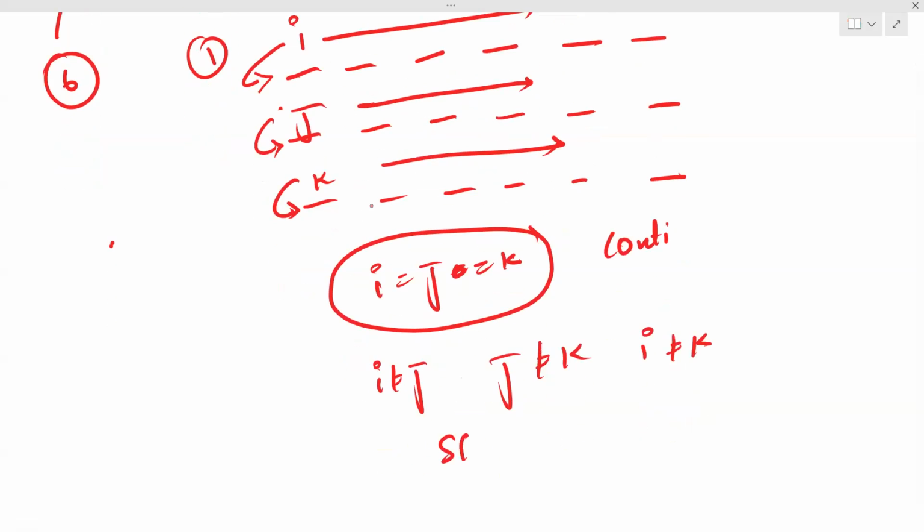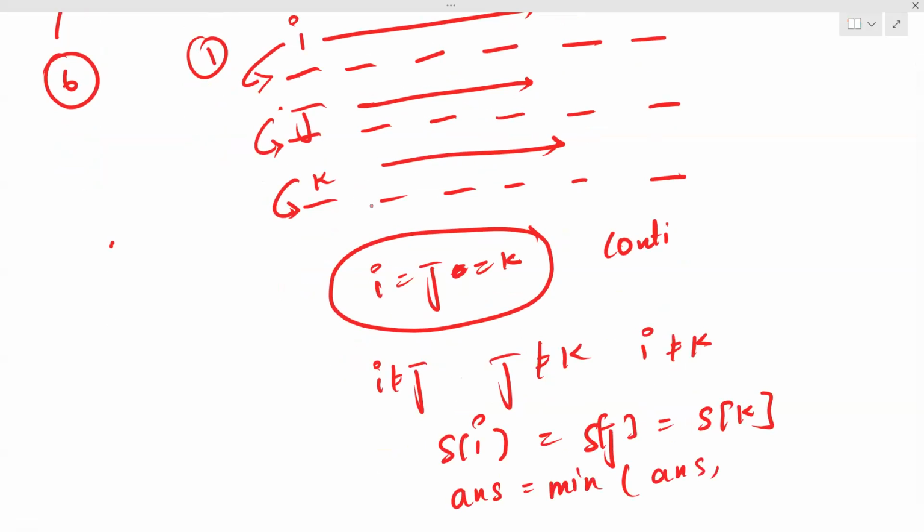And if Si is equal to Sj and this is equal to Sk, like all of these are equal, then my answer is the minimum of answer and the maximum of i, j, k. I'm stopping at either i, j, or k. Is this thing clear?